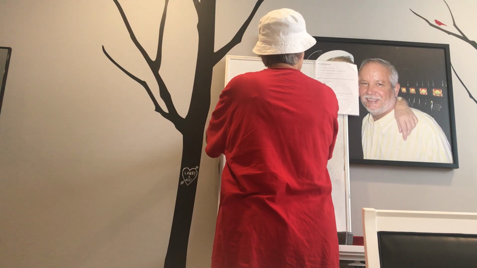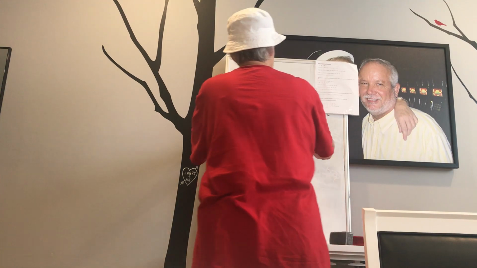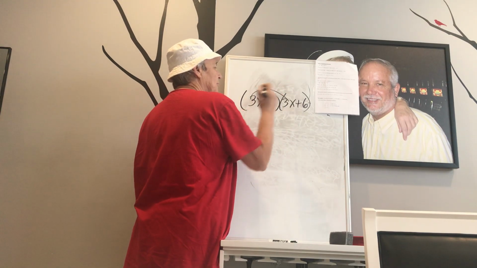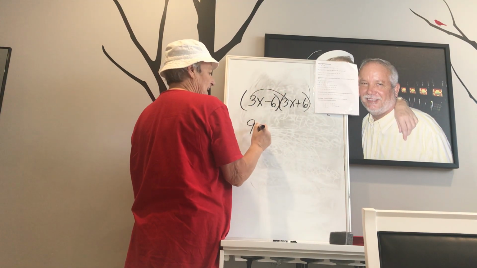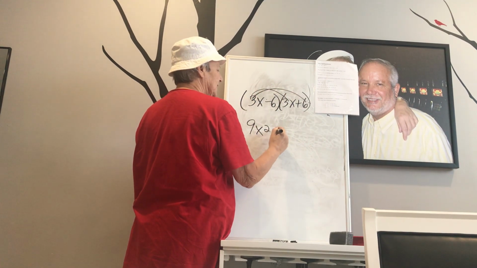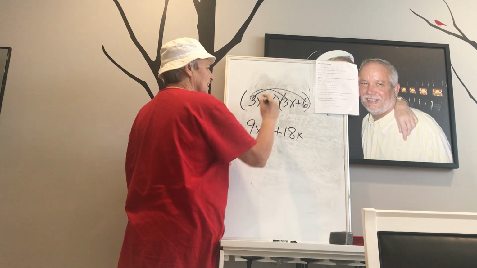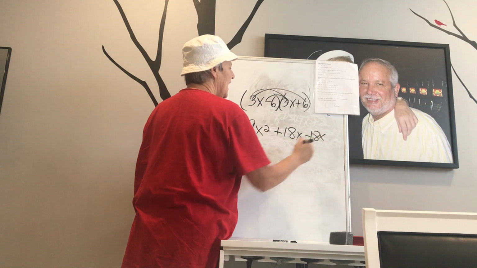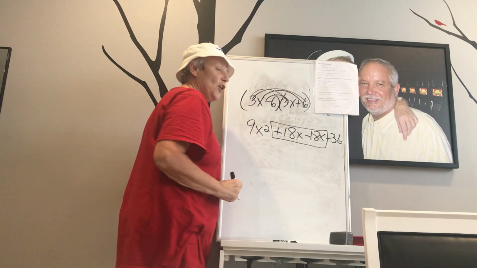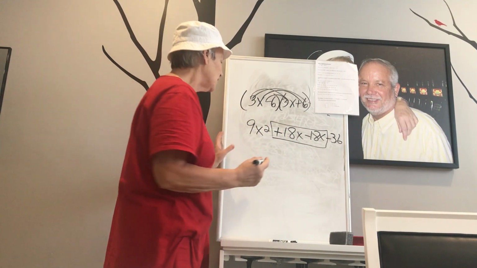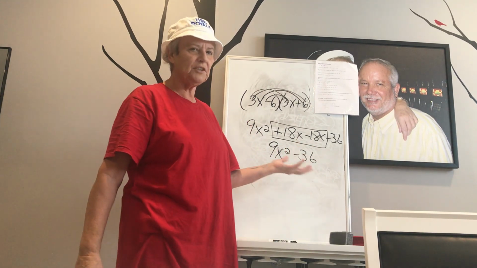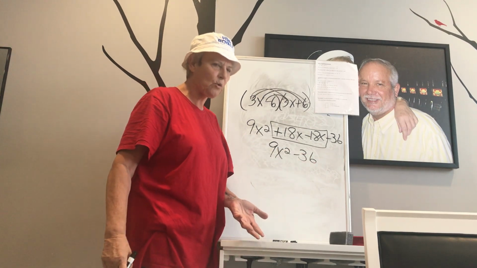3x minus 6, 3x plus 6. You're going to find out this is called something special, but let's just go ahead and do it. 3 times 3 is 9. X times x is x squared. 6 times 3 is 18, times x, negative 18x, minus 36. Our like terms cancel out. They're equal to 0. So we end up with 9x squared minus 36, which is something you'll find out later is called the difference of two perfect squares.